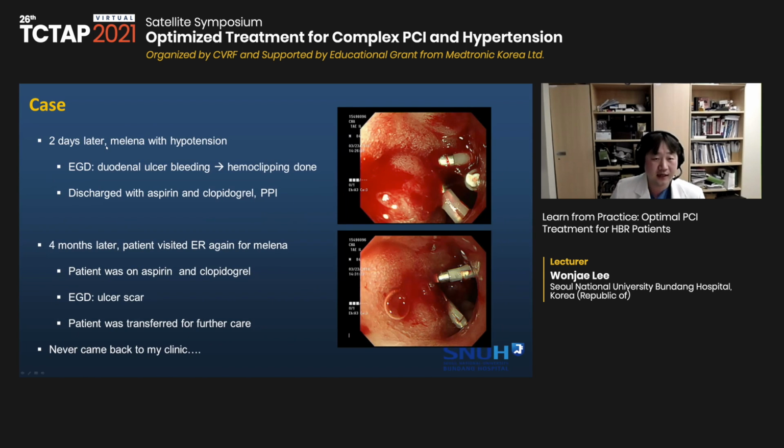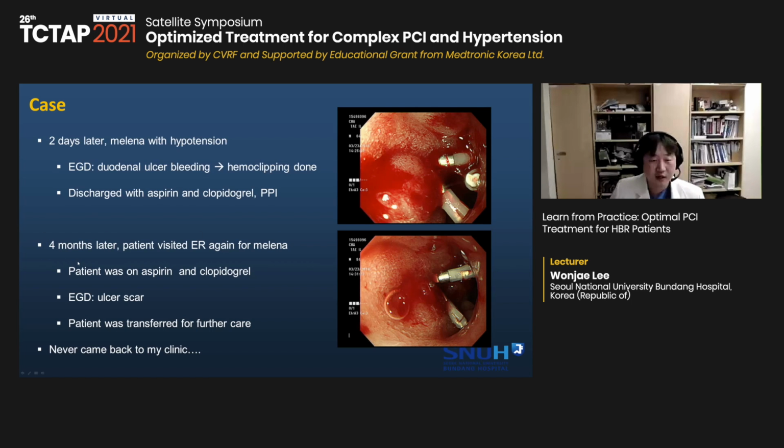However, 2 days later, the patient presented with melena and hypotension. Gastroscopy was done. There was multiple bleeding, and a duodenal ulcer was found, so we had to do hemoclipping. Bleeding seemed to be controlled, so I discharged the patient on aspirin and clopidogrel with PPI.